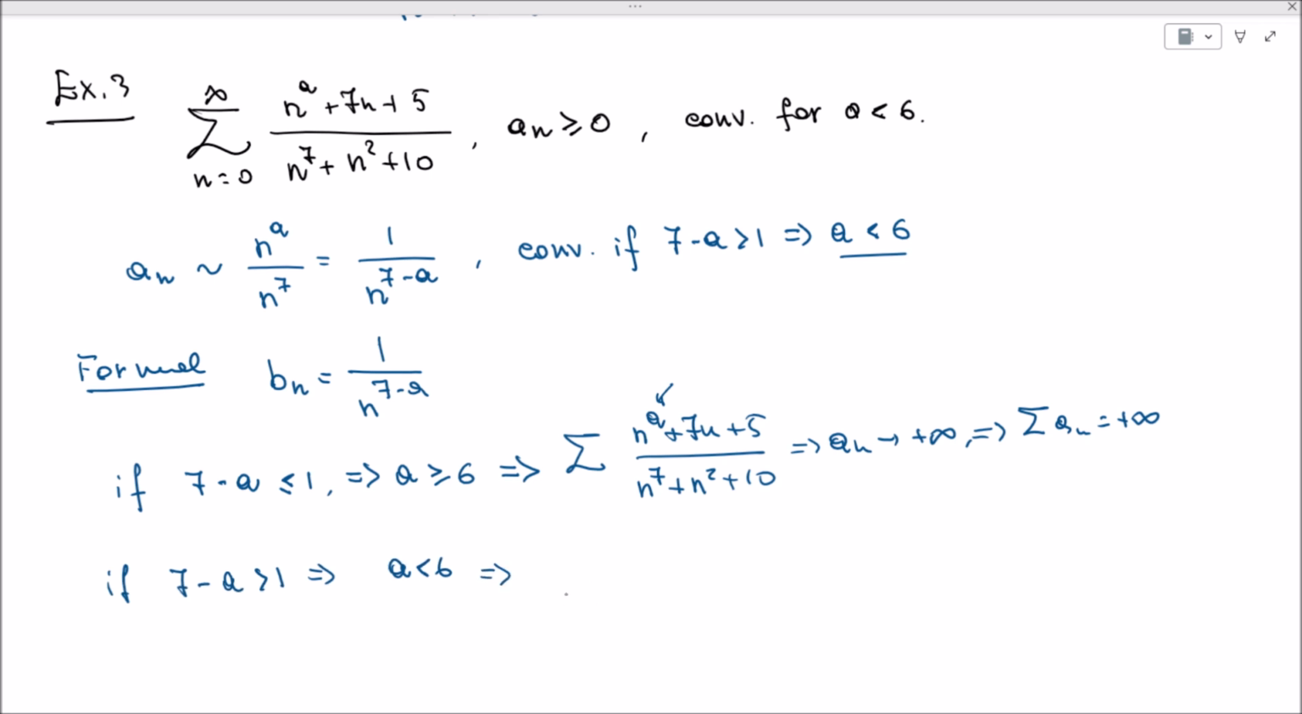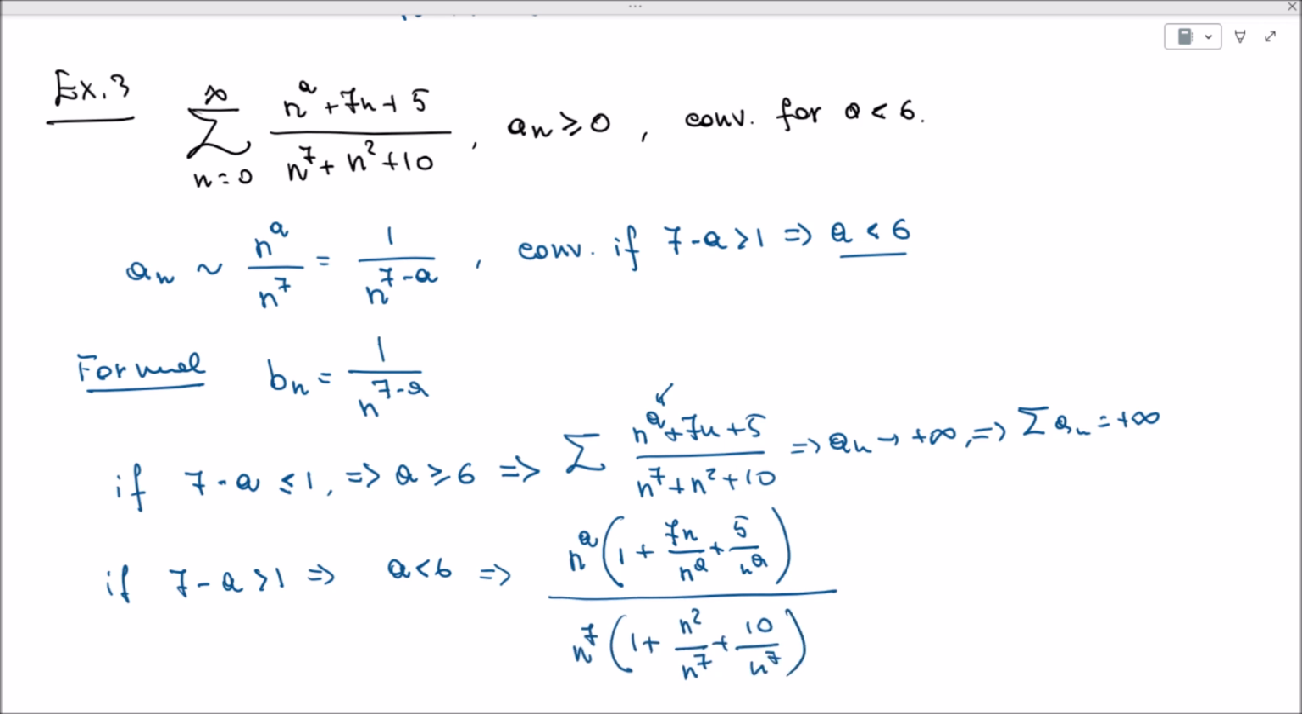Now, we can rewrite an as always with an a that multiplies 1 plus 7n divided by n^a plus 5 divided by n^a on top, and then we have n to the 7, 1 plus n squared divided by n to the 7 plus 10 divided by n to the 7. And of course, we also need to consider bn, which is n to the 7 minus a here.